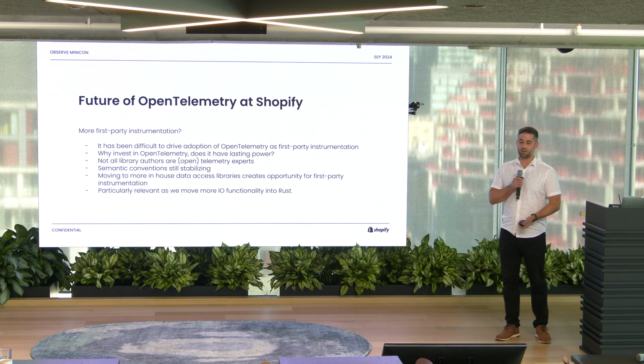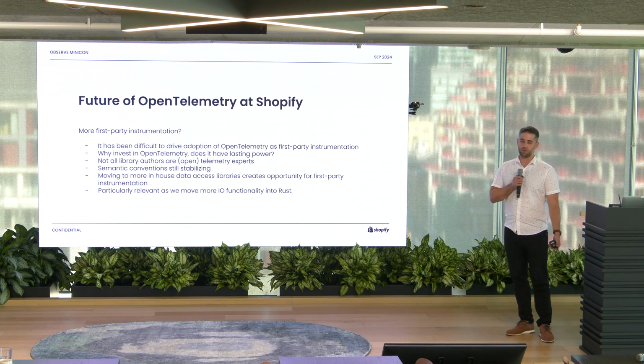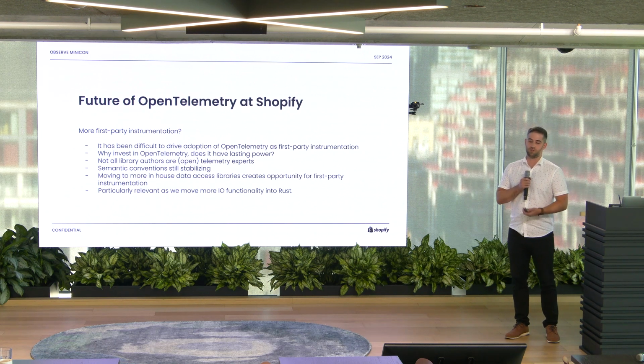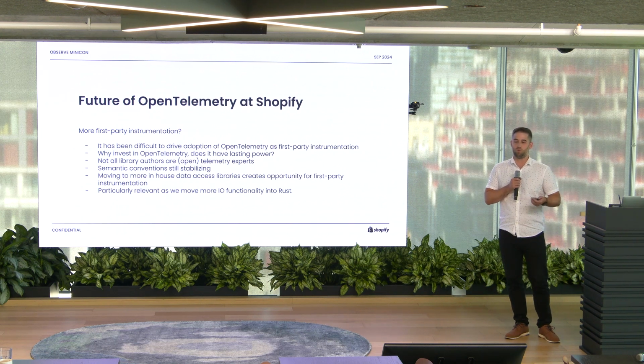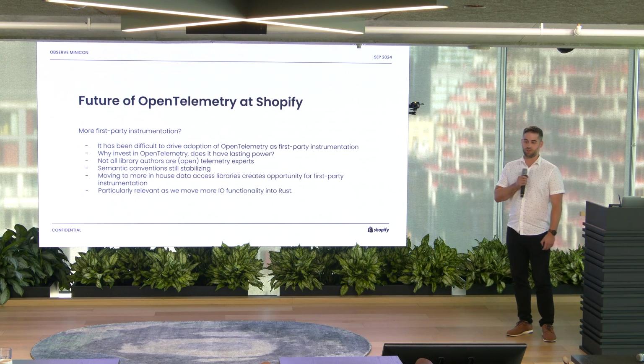So in the same vein of forking the third-party instrumentation, there is an opportunity for more first-party instrumentation. It has been difficult to get library authors to adopt OpenTelemetry. What's the incentive for them? They don't know if OpenTelemetry is just a phase. Does it have lasting power? What's the merit of time investment? Not all library authors are telemetry experts. Are they holding it wrong? Are they measuring it right? Semantic conventions have had a long time to stable.